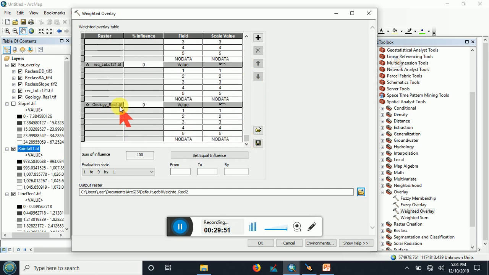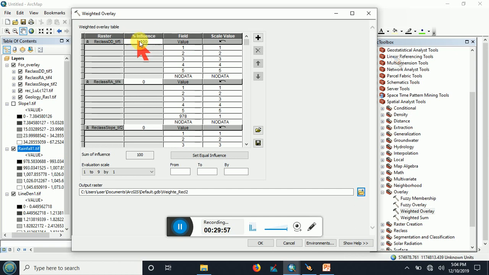The most important part is how you are going to give the influence, that is the percentage influence, and how you are going to give the scale. The scale might not be that difficult because you know the relationship between the different thematic layers and the occurrence of groundwater.